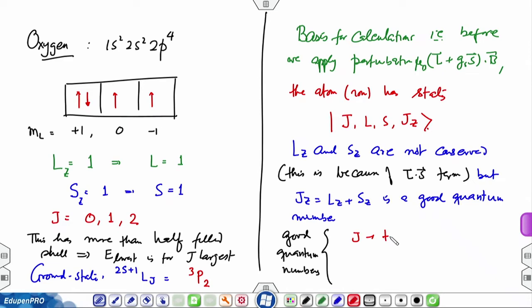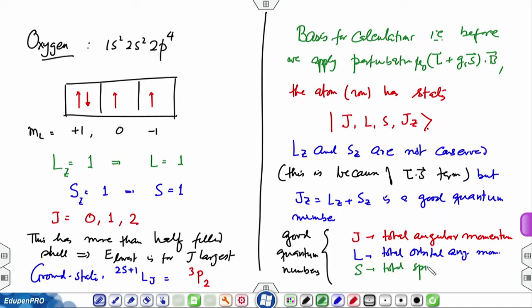So, the good quantum numbers that we are dealing with now are J, the total angular momentum, L, the total orbital angular momentum, S, the total spin angular momentum, and finally Jz, that is the Z component of J. Jz obviously goes from minus J to plus J.